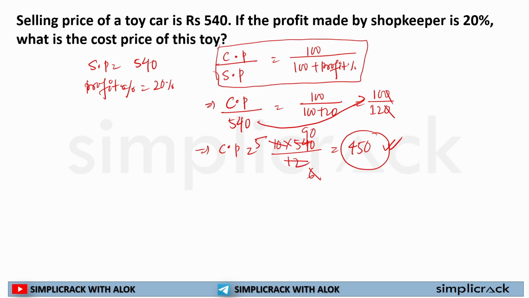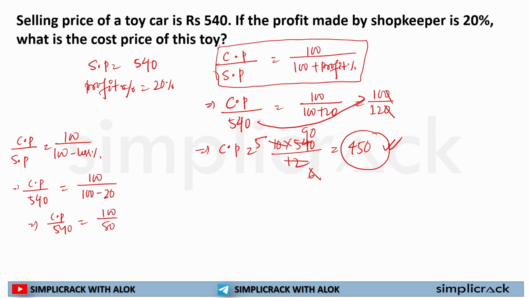If loss was mentioned here, then the formula will be 100 by 100 minus loss percentage. If 20% loss happens, so it will be cost price by 540 is equal to 100 divided by 100 minus 20% loss. So cost price is equal to 100 by 80, 0 will cancel out. Cost price will be 10 multiplied by 540 divided by 8. And if I divide 540 by 8, it will be 3.